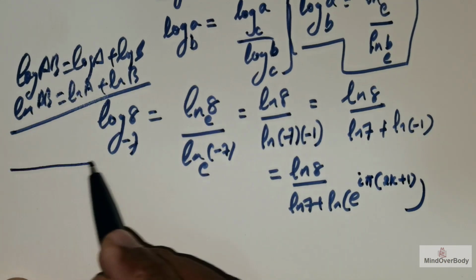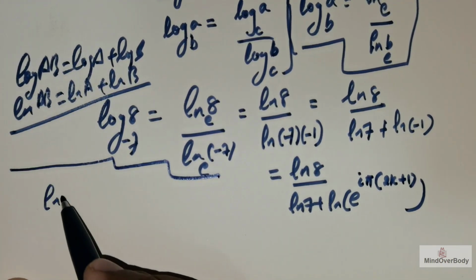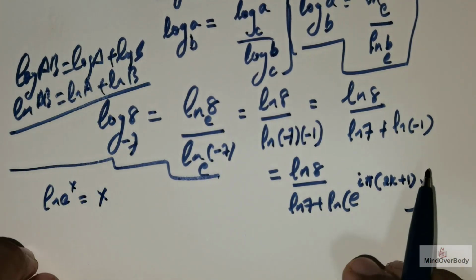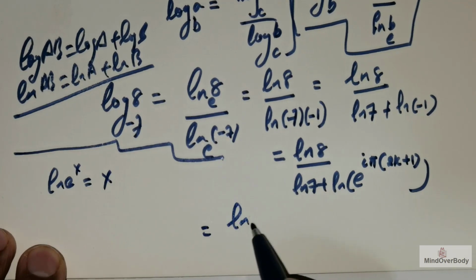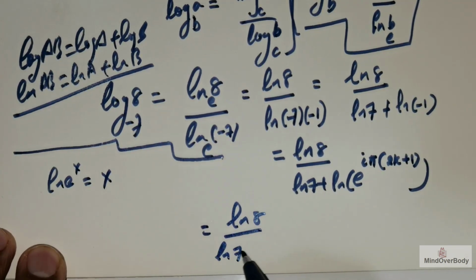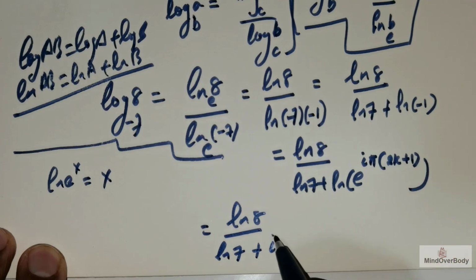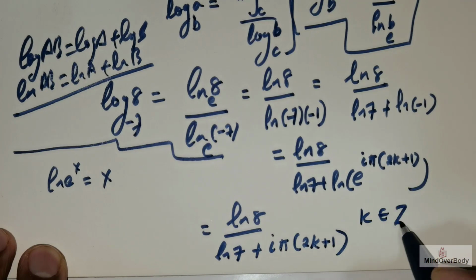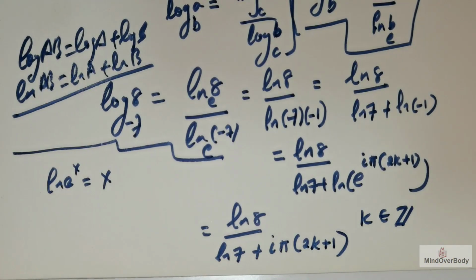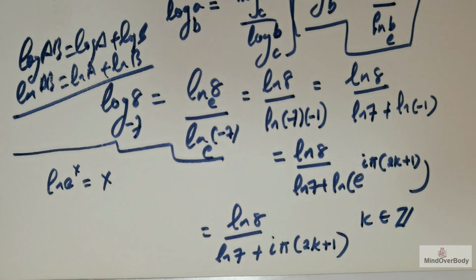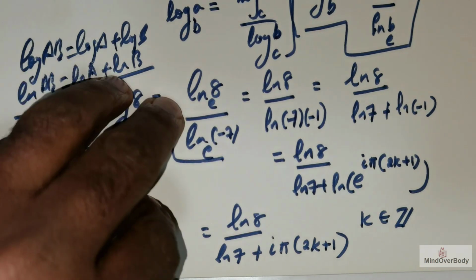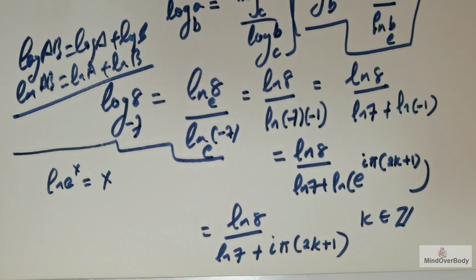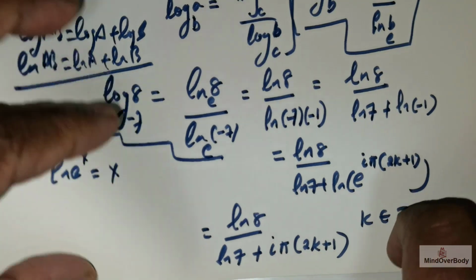Now you have to understand that ln of e raised to the power x is nothing but x. So this value can be rewritten as ln 8 divided by ln 7 plus iπ(2k+1), where k is an element of the integers. So this is going to be the solution. Now we can extend this to something more interesting. How do I do that? I'm going to give you an interesting deduction. So let's see that deduction.